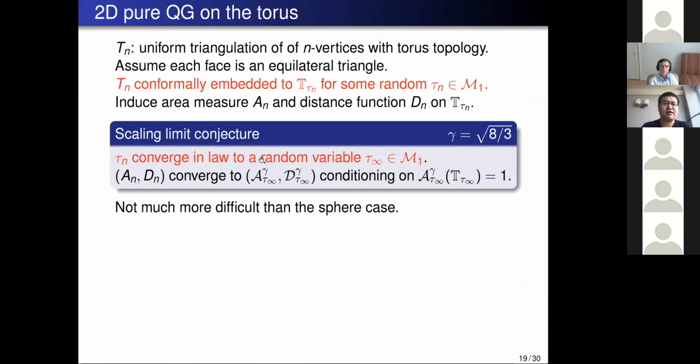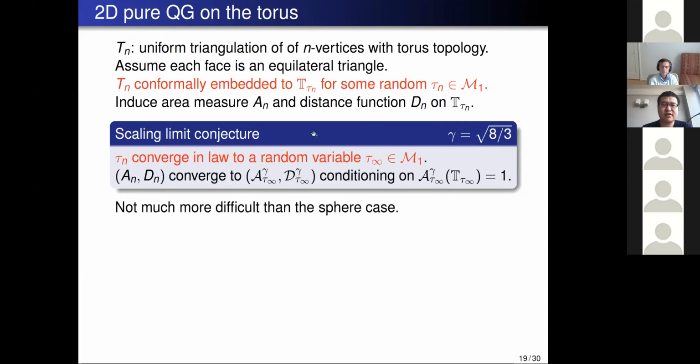Okay, so now let me discuss the scaling limit to random planar maps on the torus. Similar to the sphere case, in the pure quantum gravity case, it is modeled by the uniform triangulation of n vertices with torus topology. And we also assume that every face is an equilateral triangle. But in this case, the torus has to be conformally embedded into some flat torus with a random moduli. And this will also induce the area measure and the distance function on this random torus.